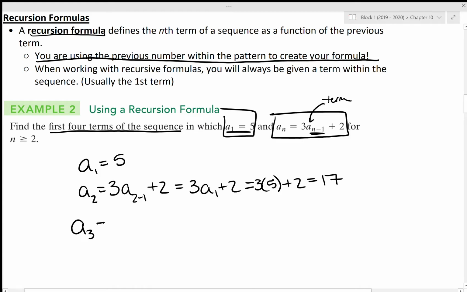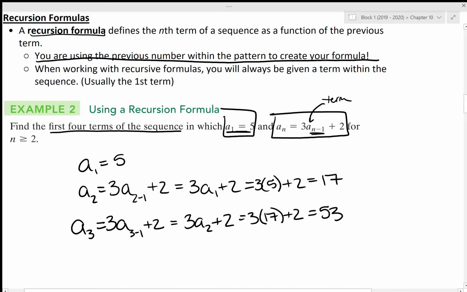Okay, recursion, always using a term to find your next one. So 3 times A of 3 minus 1, plus 2. So 3 times A of 2, because that's 3 minus 1, plus 2. 3 times A of 2 was 17, plus 2. 3 times 17 is 51, plus 2, we get 53.